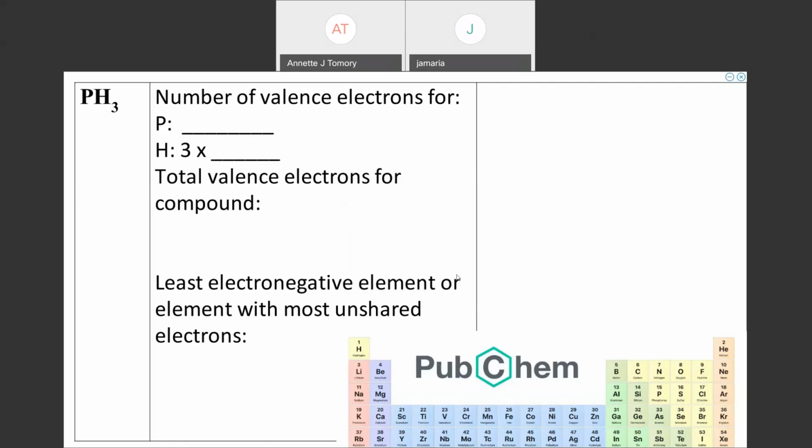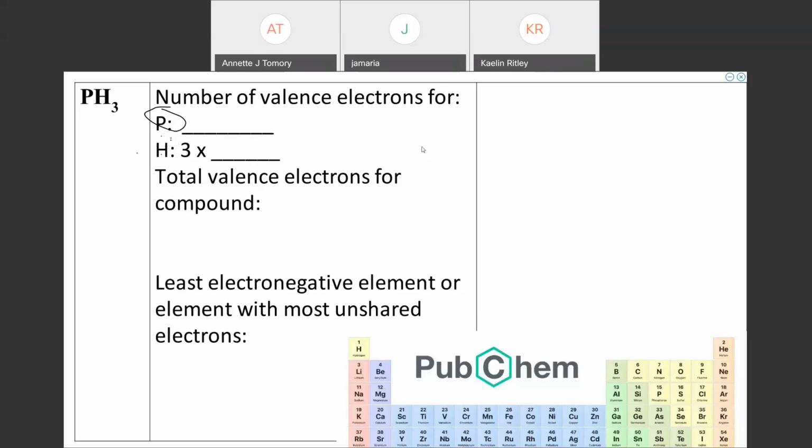We need to figure out the valence electrons for phosphorus and hydrogen. Phosphorus we know from the previous one. It's 5. So, as you said, there are 5 electrons with phosphorus. That's coming from the previous question. We have to look at hydrogen. 1. There's only 1 there.